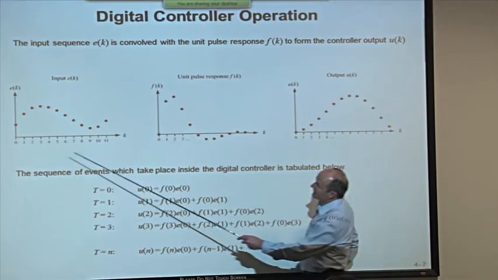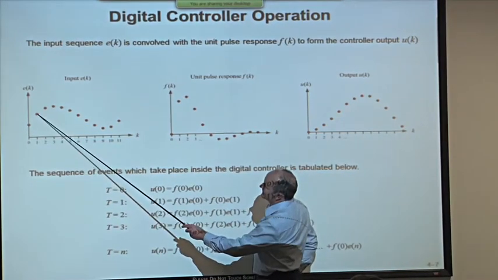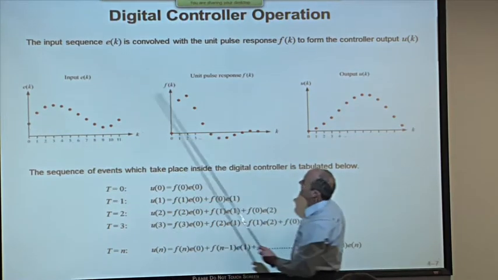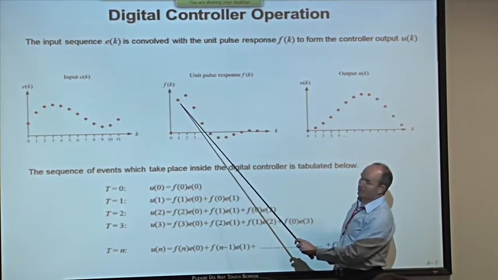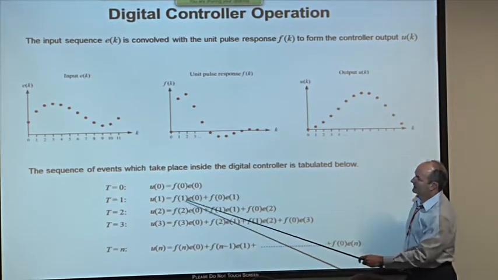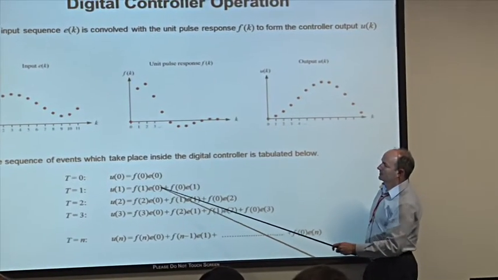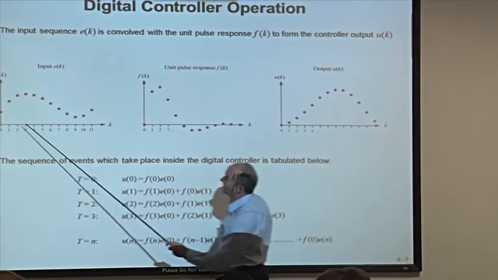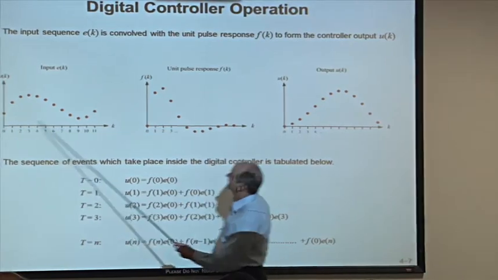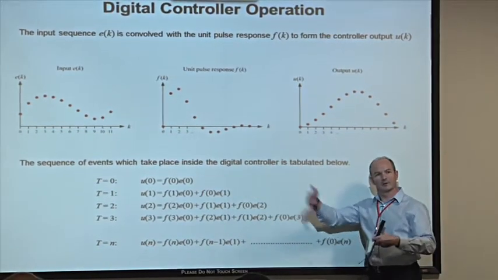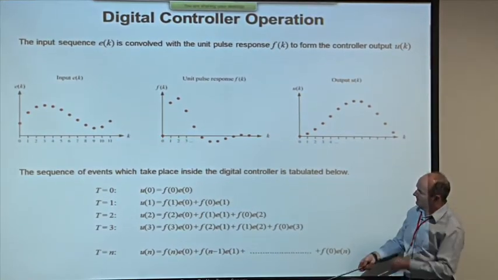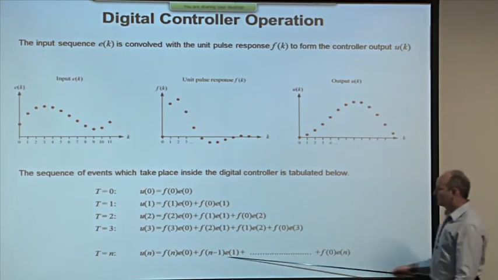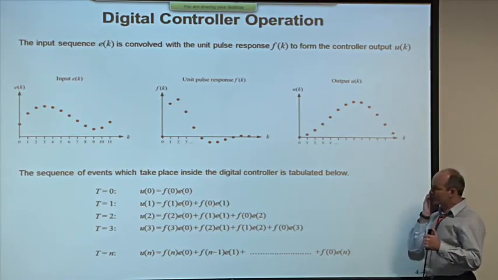One sample period later, e of 1 appears. That's this one. That is multiplied by the first term, and meanwhile, the previous term which entered is multiplied by the second term, f of 1. So at time t equals 1, we have u of 1 equals f of 1 times e of 0 plus f of 0 times e of 1. One sample period later on, you can see what's going to happen. e of 2 is going to enter, multiplied by the first lot, and so on. And we keep going through this repetitive sequence until, after an arbitrary number of input sample periods, we end up with a long, long, long sum of these products.